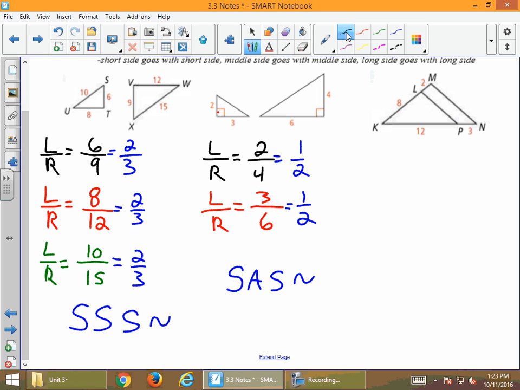But they do share something. Notice how they're sitting on top of each other, pushed in the corner. They're actually sharing this angle right here. So that angle is shared. It's almost like a shared angle situation. So thinking about what pieces I have, in the little triangle I have a side, angle, side. The larger one, I have a side, angle, side.